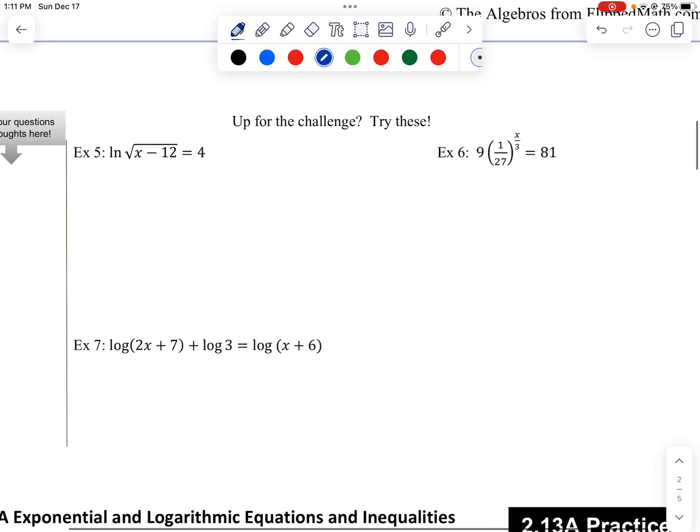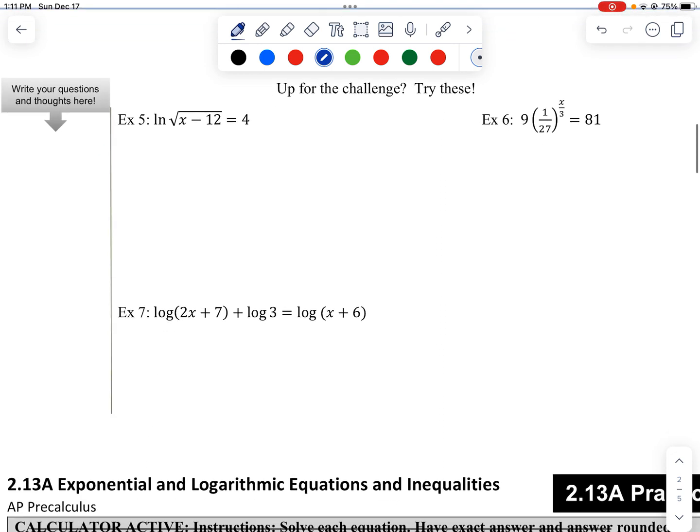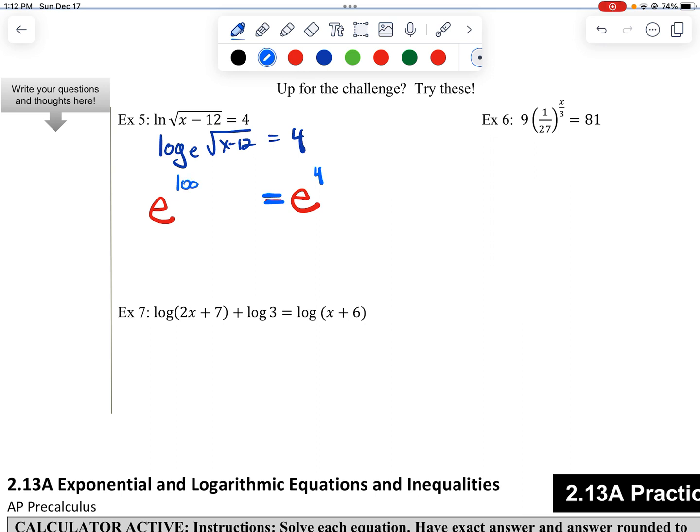Okay, a couple more to take a look at. Let's try these. Okay, well, what do we remember natural log is? Well, that's log base e. So you might say, okay, well, how do I get rid of a base? Log base e is a power. So I'm going to do e to the power on each side. So e to the power of 4, e to the log base e of the square root of x minus 12.